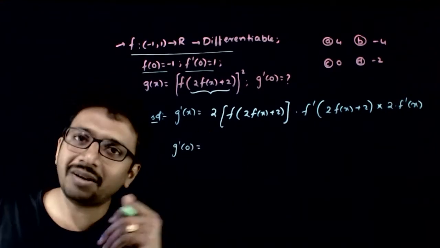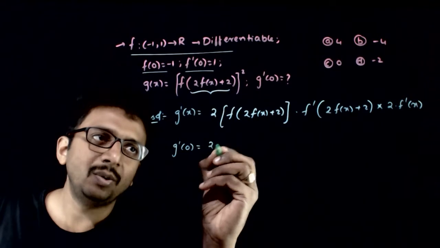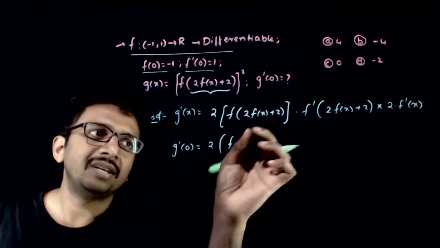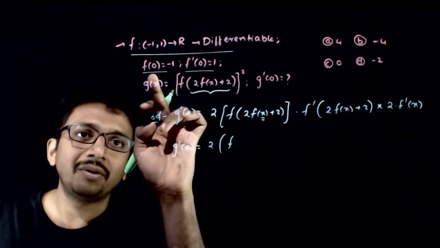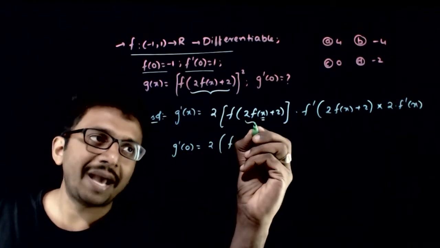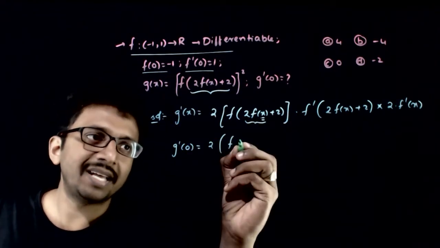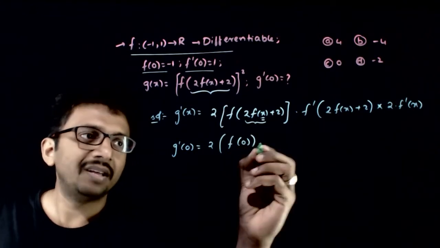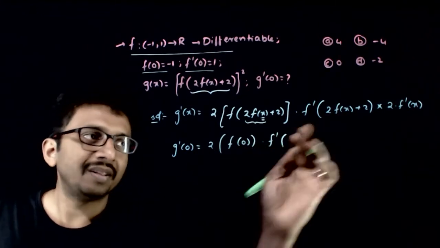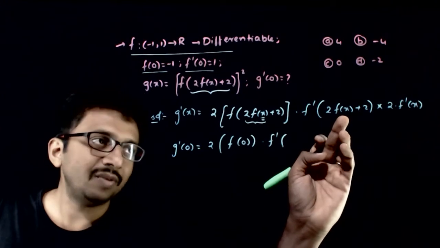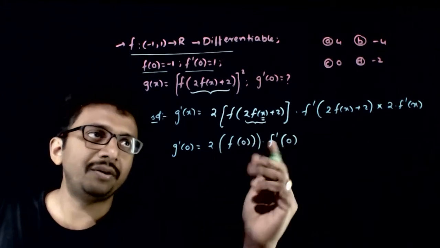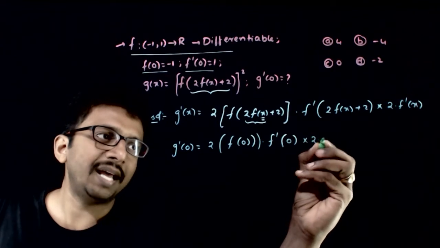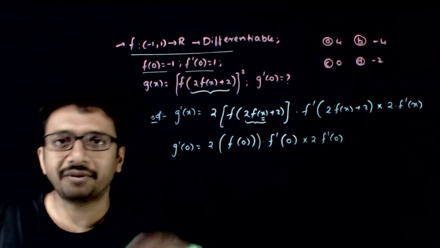Now I want g dash of 0. That is, you just need to put x is equal to 0. 2 times f of, if you put x is equal to 0, f of 0 is minus 1. So this is minus 2 plus 2 is again f of 0 into f dash of, just need to put x is equal to minus 1. So minus 2 plus 2 is again 0. f of 0 into f dash of 0 into 2 times again f dash of 0.